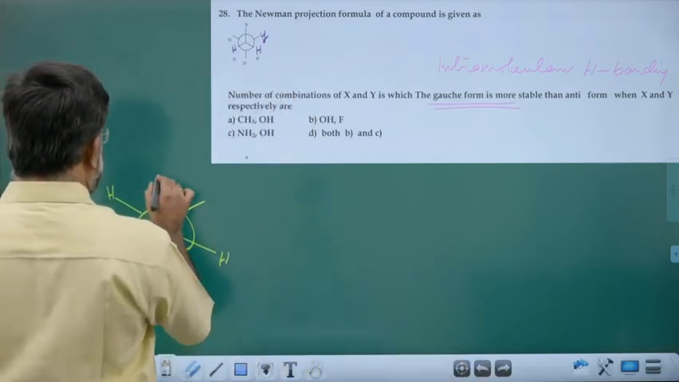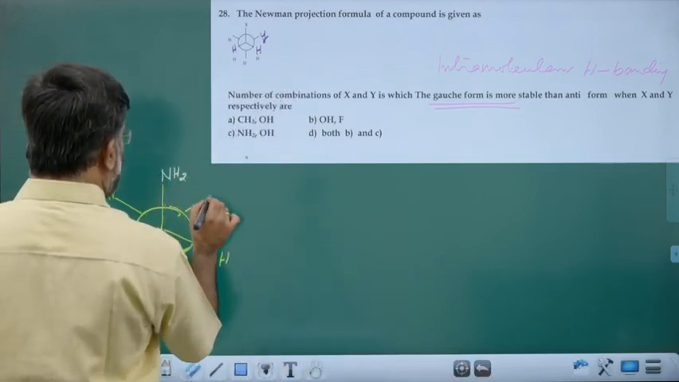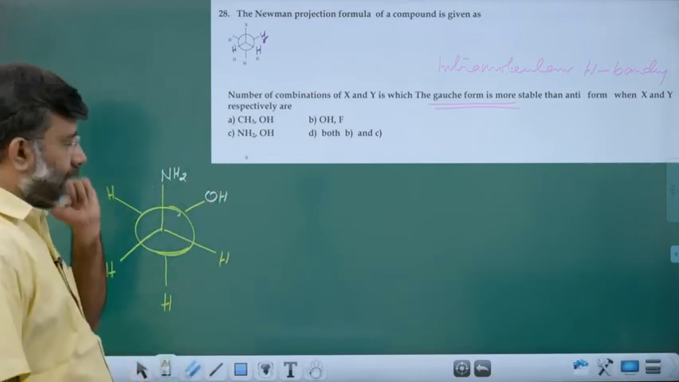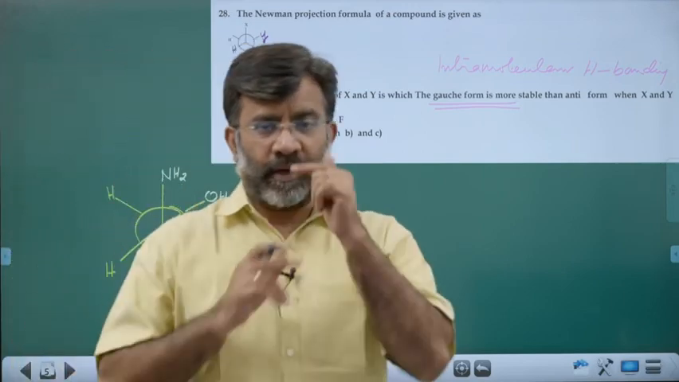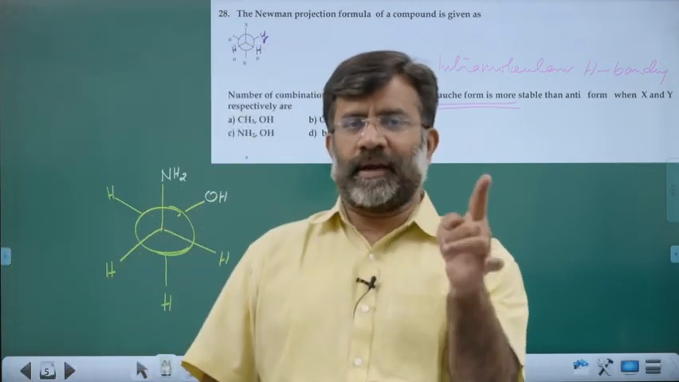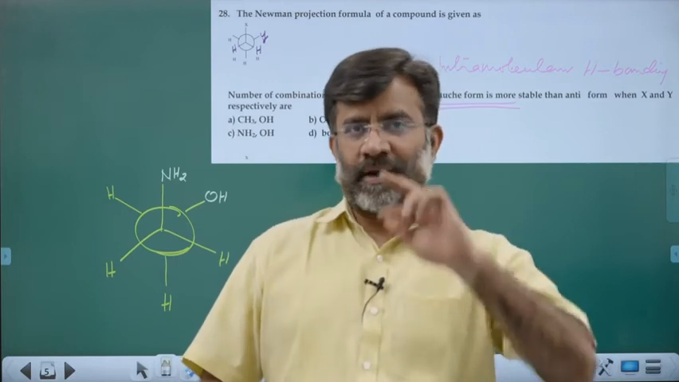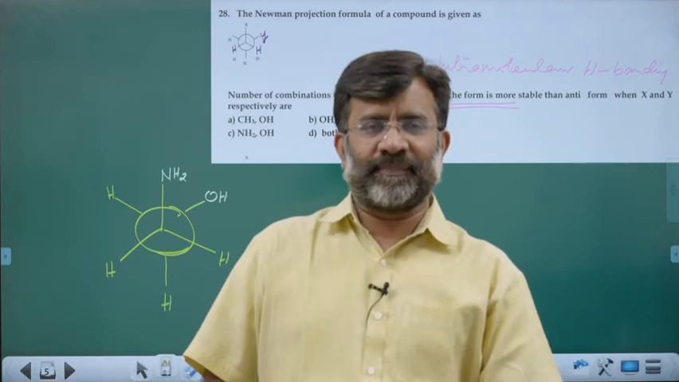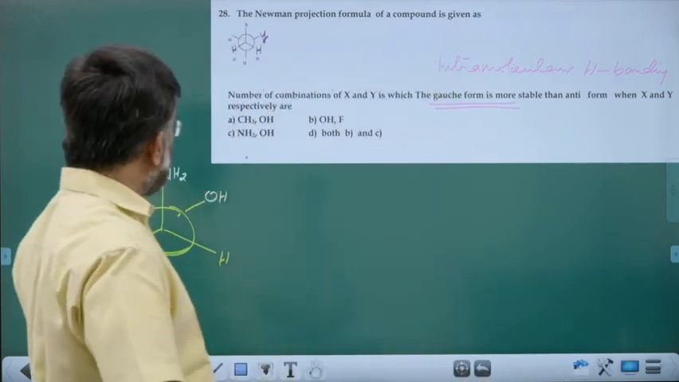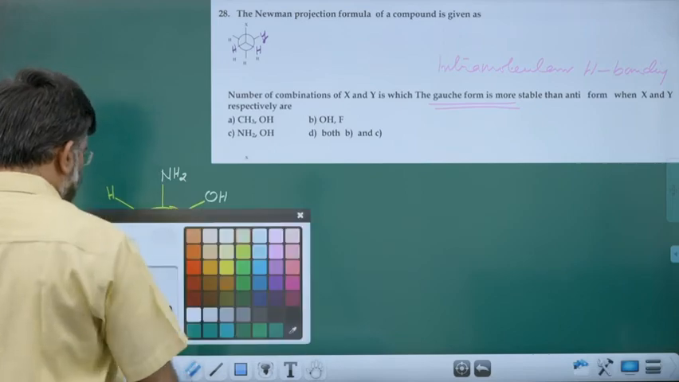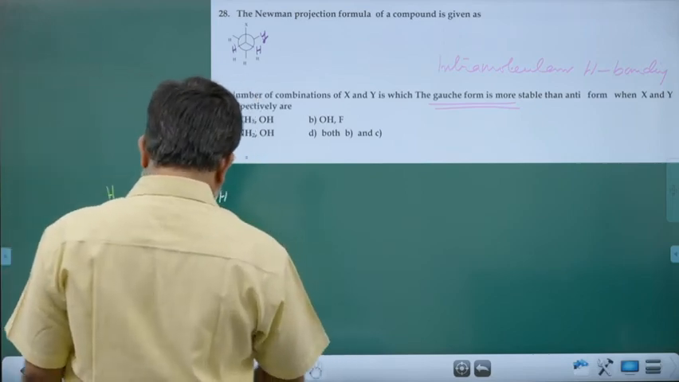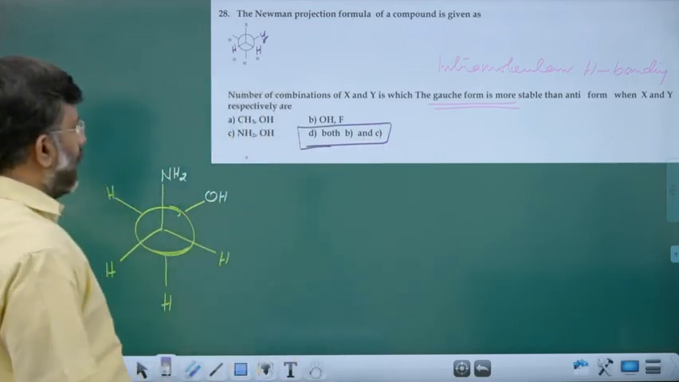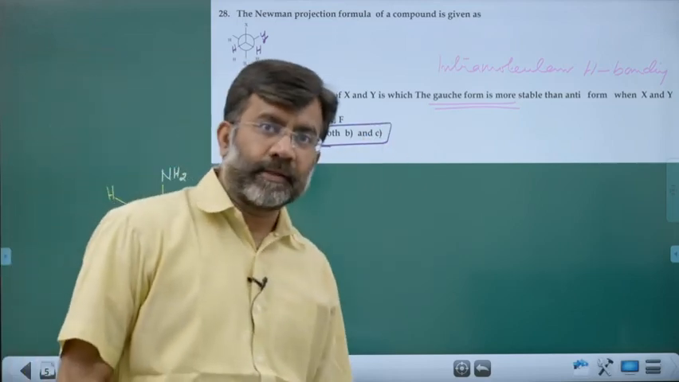As far as C is concerned, there is an NH2 group and an OH group. Definitely there is a possibility. This hydrogen can interact with the nitrogen. So the NH2 nitrogen and OH hydrogen can interact, or the NH2 hydrogen and OH oxygen can interact in hydrogen bonding. So that is also possible. So the answer is option D. In both B and C, the gauche form can stabilize.